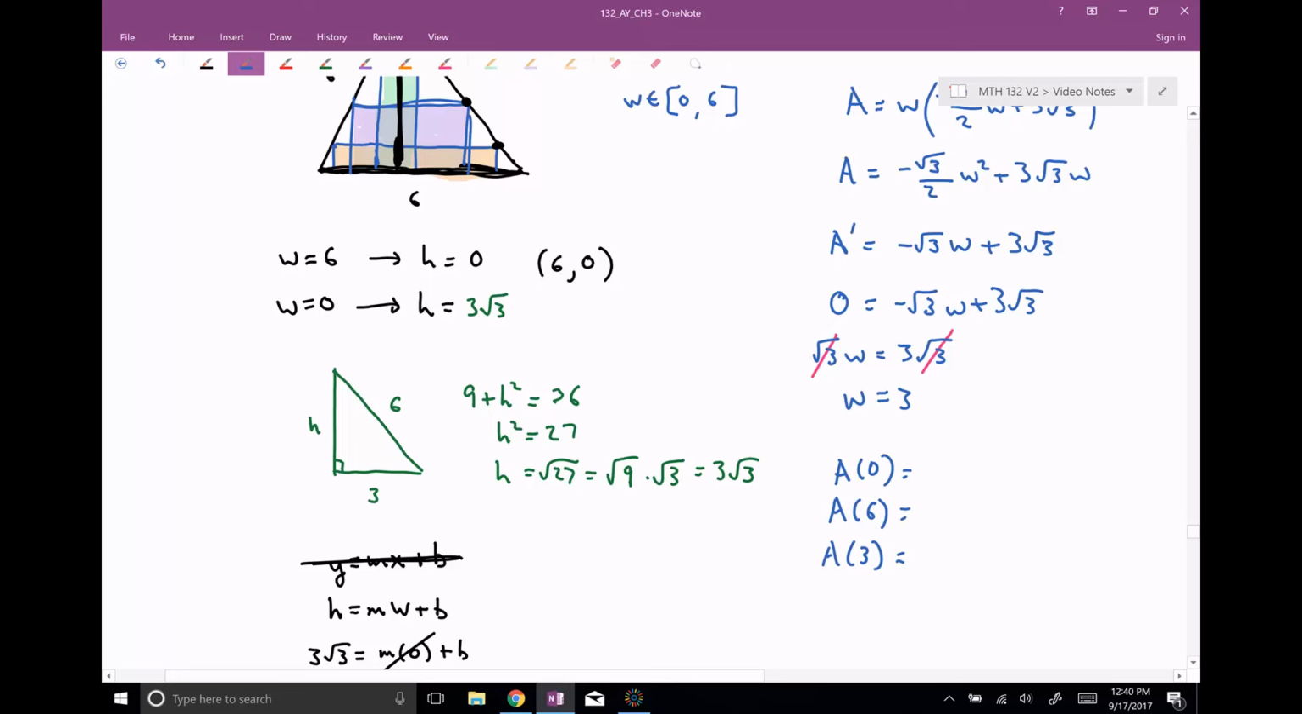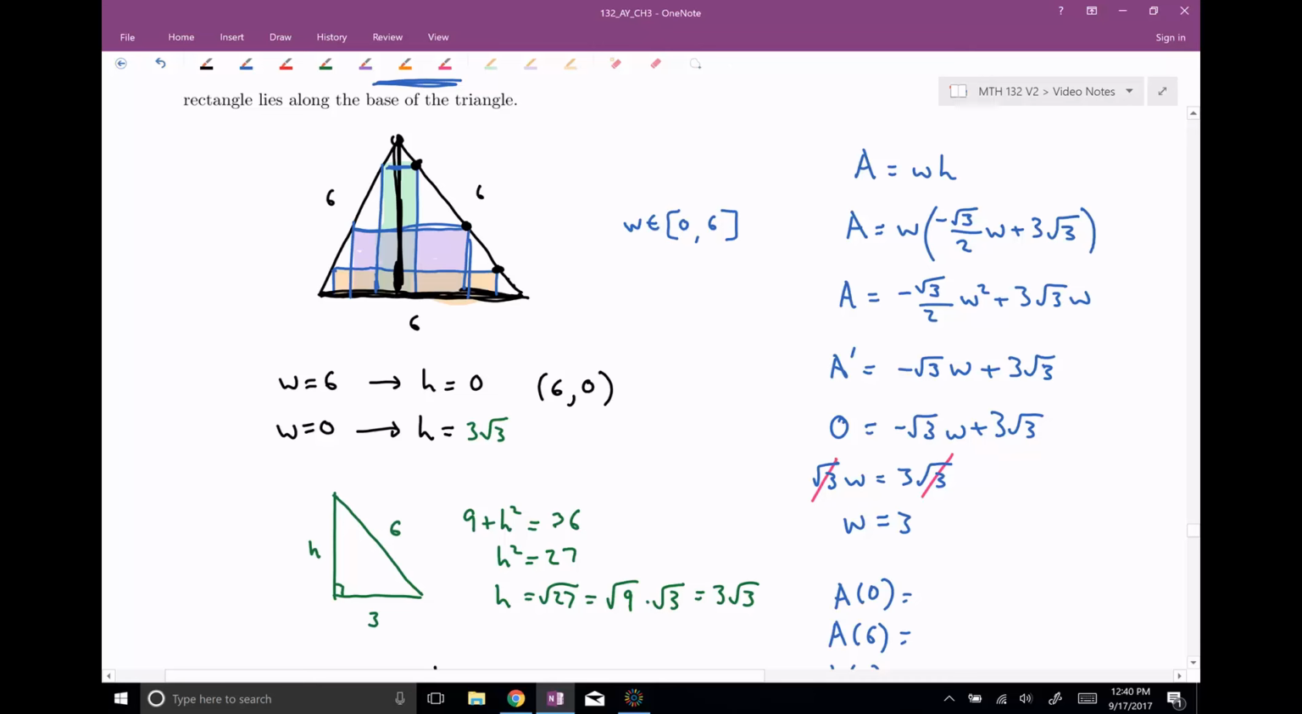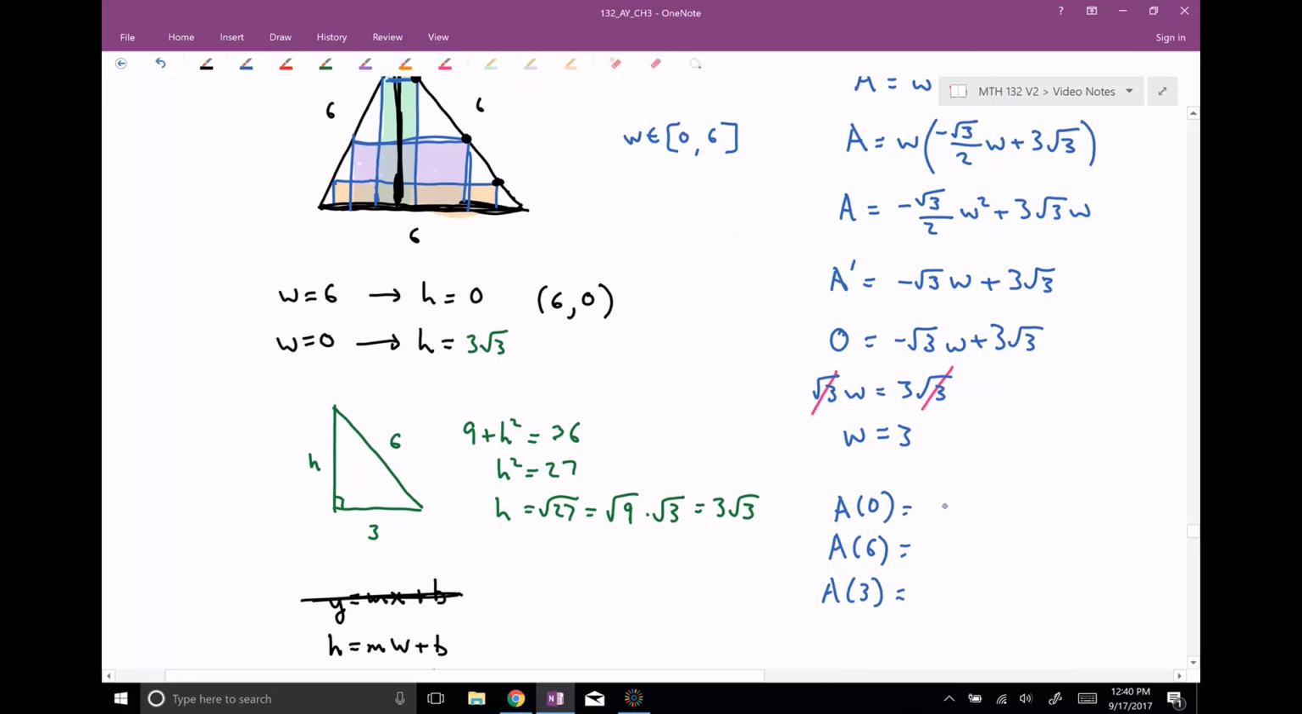Okay, so if I plug in 0 for width for our area function, here's our area function right here. If I plug in 0, well, I'm going to have 0 times, well, who cares, right? Because 0 times anything is 0. All right, so that's not the maximum. At least I hope not.